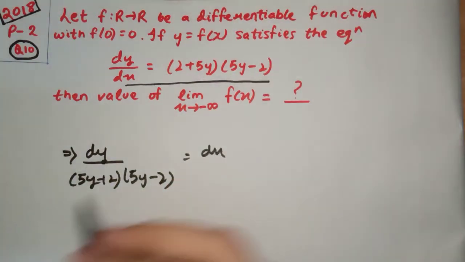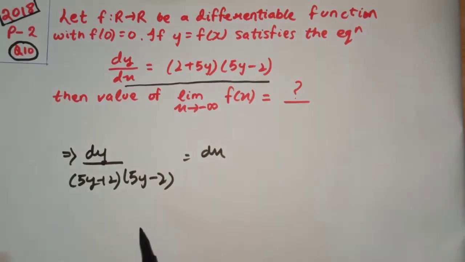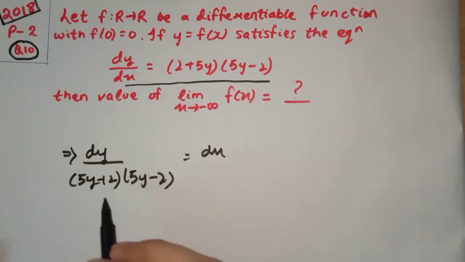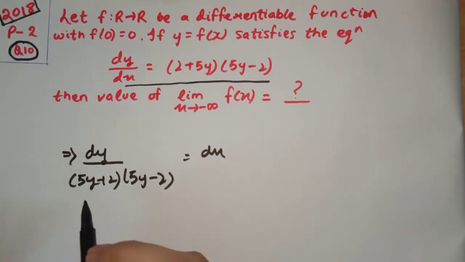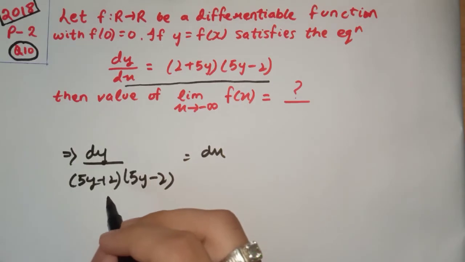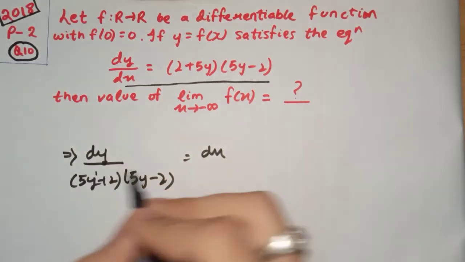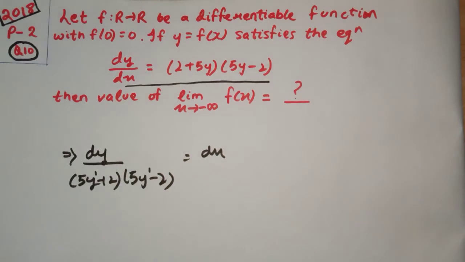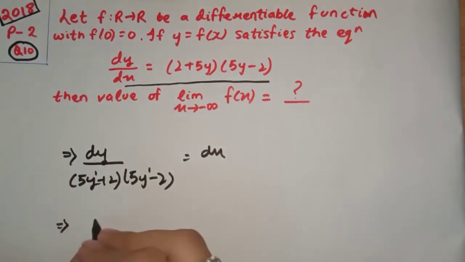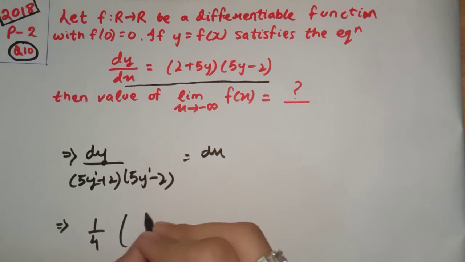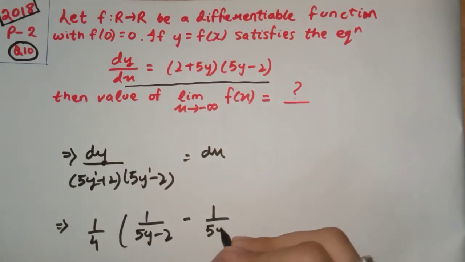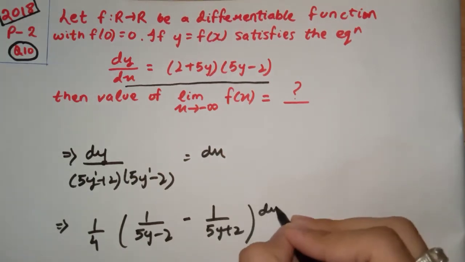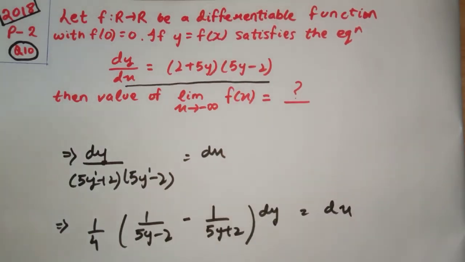I clubbed all the y terms to one side and all the x terms to one side. Now, the very basic rule to solve a differential equation when there are more than one term in the denominator and all are having linear powers. Here the power of y is 1, here the power of y is 1. So, we separate them. 1 by 4, 1 by 5y minus 2 minus 1 by 5y plus 2 into dy is equal to dx. How did I do this?